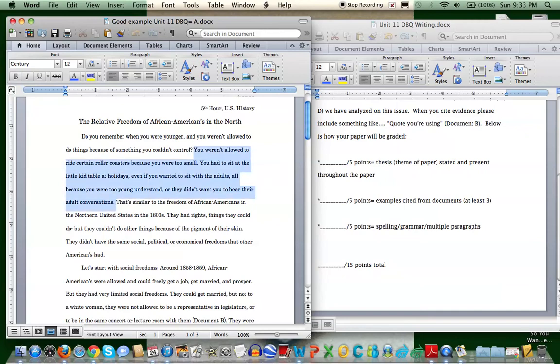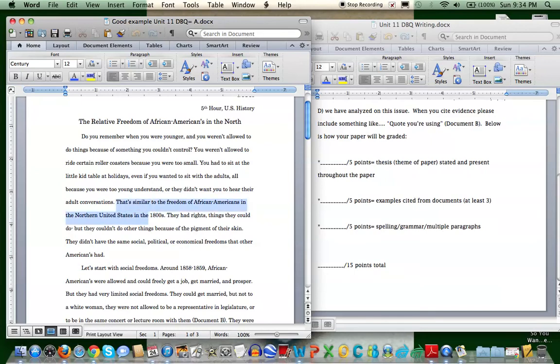This person does a great job. Again, this is very specific. So they're taking the question, and then they're giving us examples. Riding roller coasters, sitting at the little kids' table. These are things people can relate to. I was very hooked when I started reading this one. That's similar to the freedom of African Americans in the northern United States in the 1800s. They had rights, things they could do, but they couldn't do other things because of the pigment of their skin. They didn't have the same social, political, or economic freedoms that other Americans had.